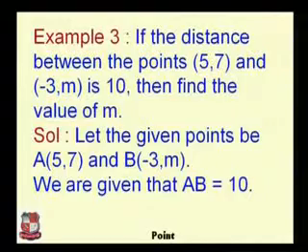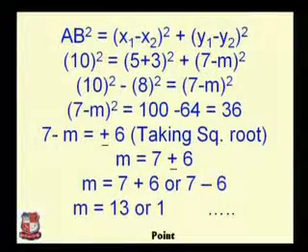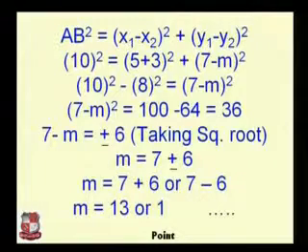Let the given points be A(5, 7) and B(minus 3, m). We are given that AB is equal to 10, which is already given in the statement. So AB square is equal to (x1 minus x2) whole square plus (y1 minus y2) whole square. Putting the value of AB, 10 square, plus putting the values of x1, x2, y1, y2, it is equivalent to (5 plus 3) square plus (7 minus m) whole square.